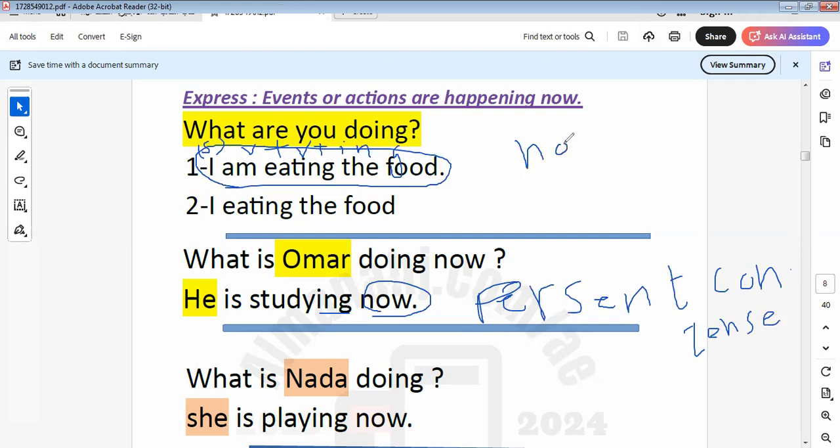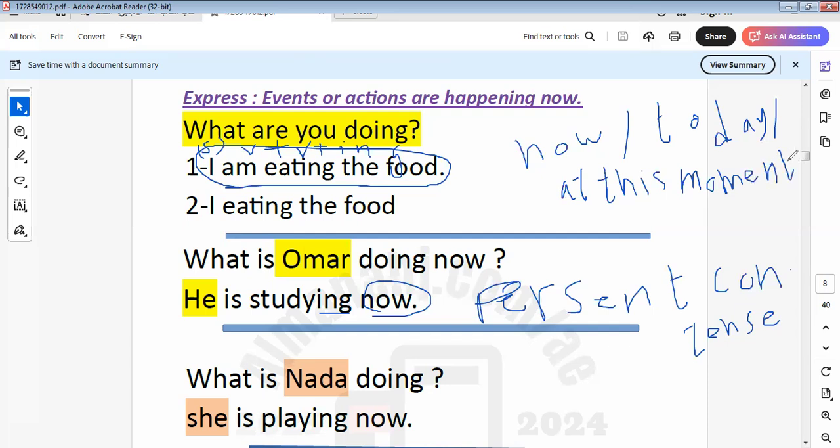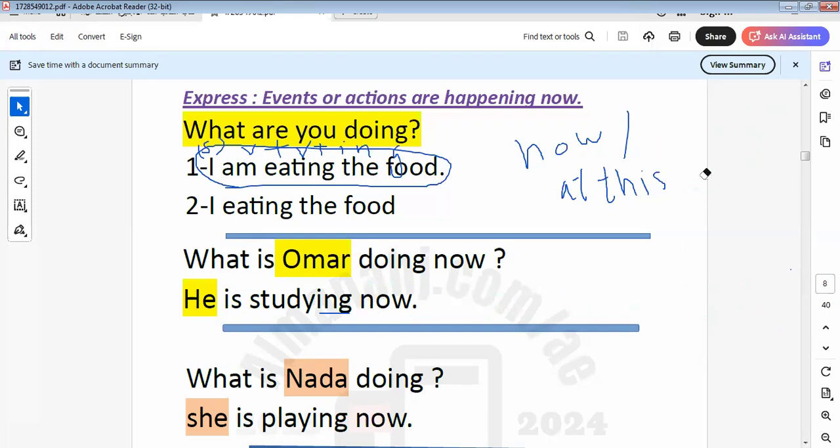Now, at the moment. I will give you some of them: now, today, at this moment. All these words express what? They express an action happening at the time of speaking. So now, today, at this moment express the time of actions that are happening at the time of speaking. Let's continue the rest of the exercise.